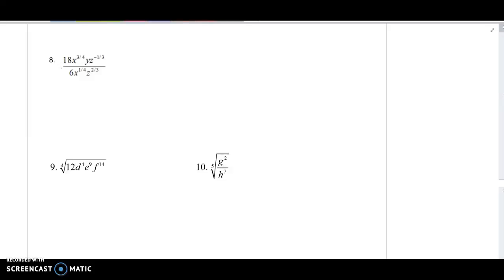Okay, number 8. Start with your numbers. 18 divided by 6. What is 18 divided by 6? 3. Next, we look at our x's. X to the 3/4 divided by x to the 1/4. When we are using exponents, if we're dividing with the same base, we subtract our exponents. So 3/4 minus 1/4 is 2/4, which is 1/2. So we have x to the 1/2.